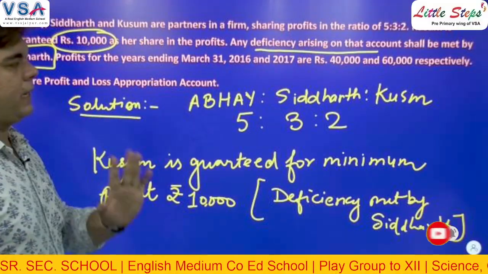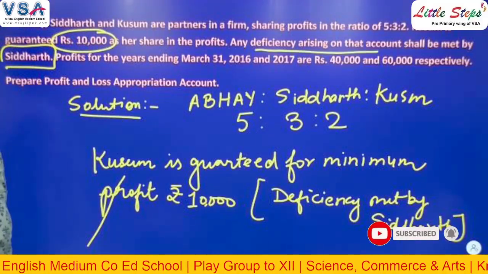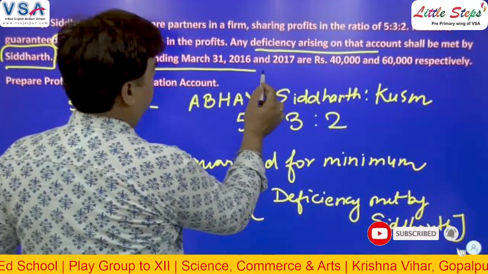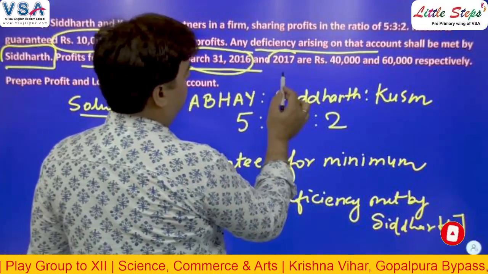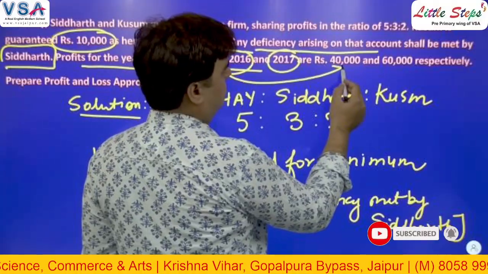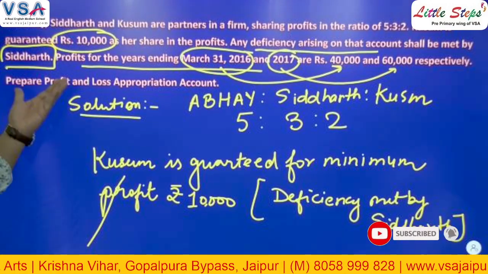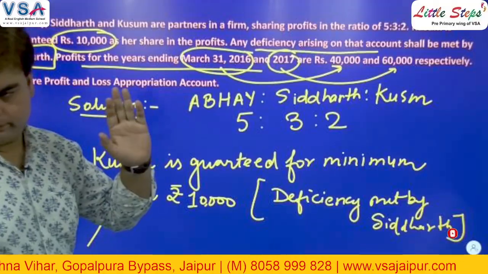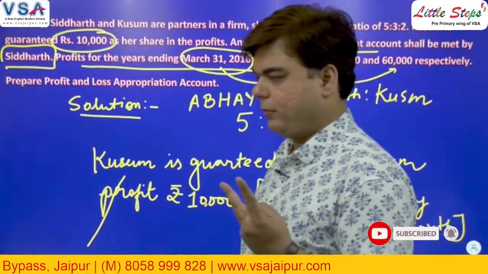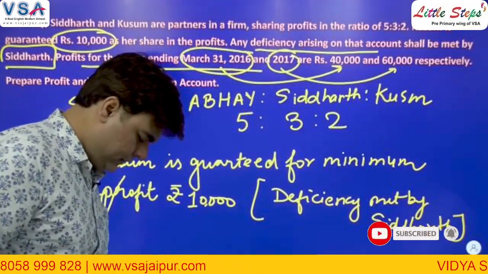क्या अभय का कोई पार्ट है इसमें? नहीं. Right, now what the question is saying: profit for the year ending 31st March 2016 and 17. तो यहां पर 2 साल के प्रॉफिट दे रखे हैं. For 2016 the profit is given as 40,000. For 17 the profit is given as 60,000 respectively. Prepare P&L appropriation account. So in this question you have to prepare P&L appropriation twice. 2 बार आपको इसमें P&L appropriation बनाना पड़ेगा. So let us see how this P&L appropriation will be made.